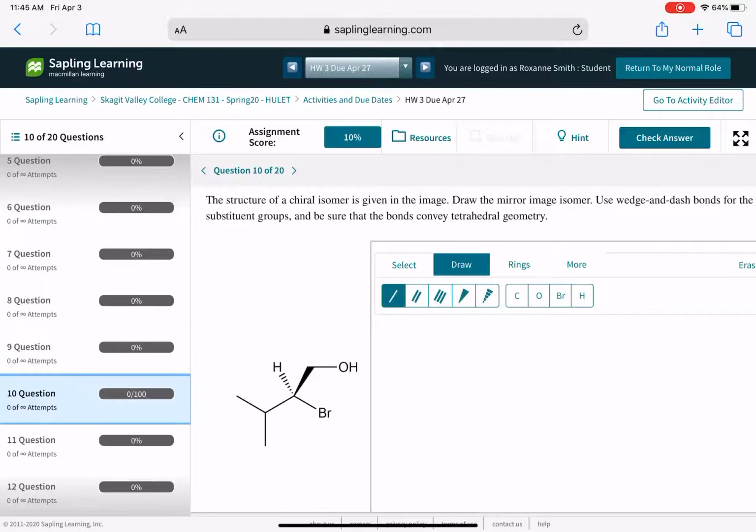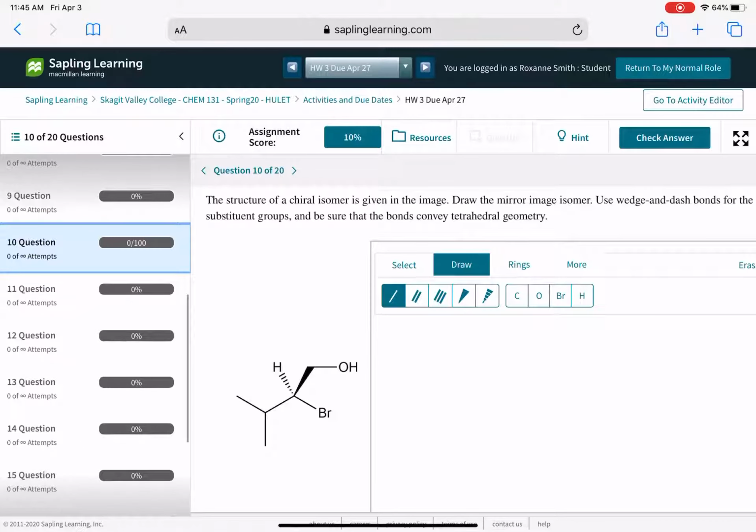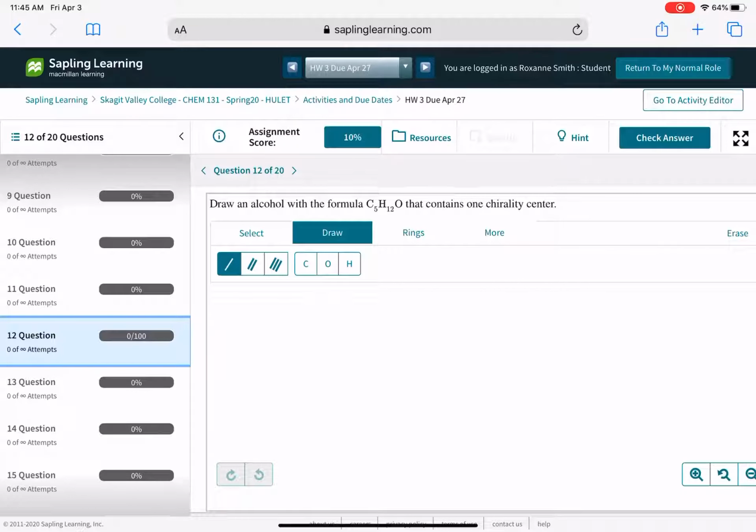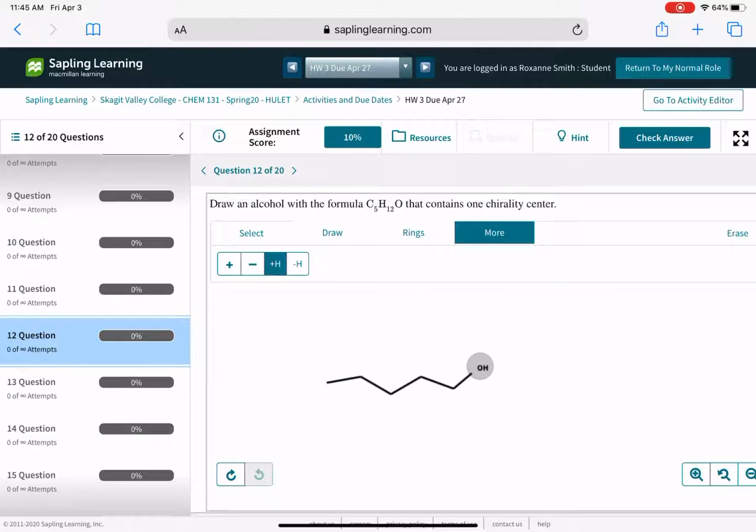And let's see what else we have. Problem 10, same thing, drawing an enantiomer. Problem 11, the same thing, to draw an enantiomer. Problem 12, this one's kind of tricky. It wants you to draw an alcohol, 5 carbons, that contains a chirality center. So this means you're going to have to get creative. You're going to put together a 5-carbon molecule, like maybe it's a 5-carbon chain. I made 5 carbons there. And you need this molecule to be an alcohol. So that means you need to have an OH on it, like that. And you need to arrange the atoms in this molecule so that there's a chiral carbon somewhere.